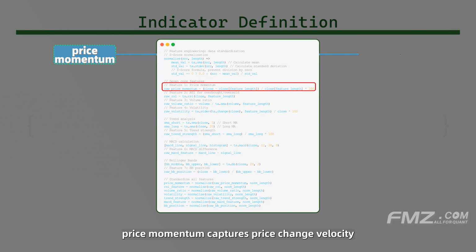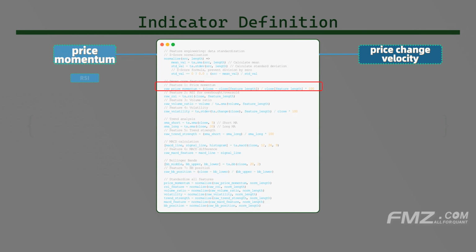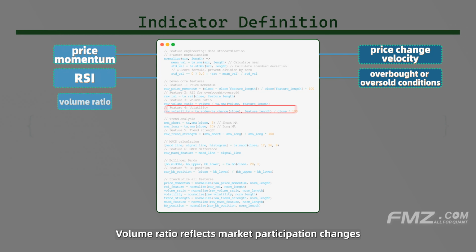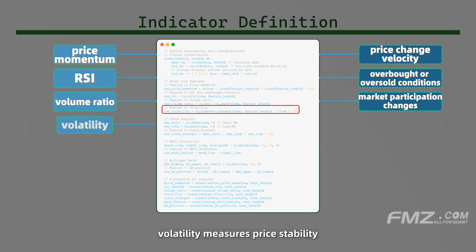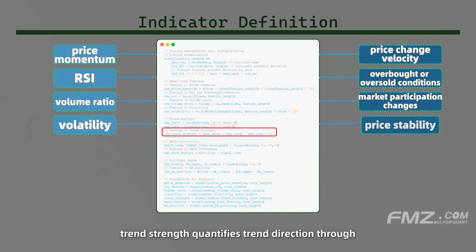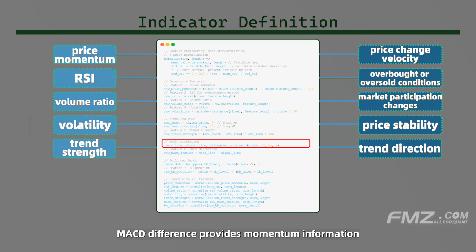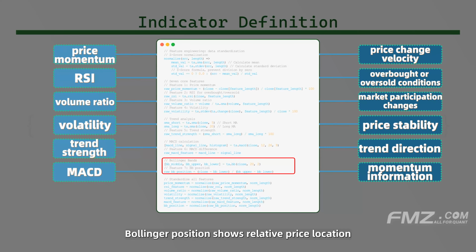Price momentum captures price change velocity. RSI identifies overbought or oversold conditions. Volume ratio reflects market participation changes. Volatility measures price stability. Trend strength quantifies trend direction through dual moving average differences. MACD difference provides momentum information. Bollinger position shows relative price location.